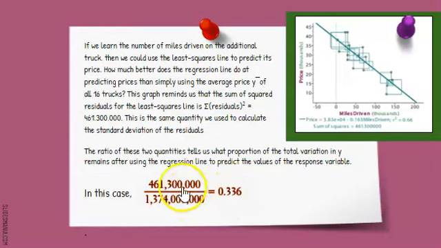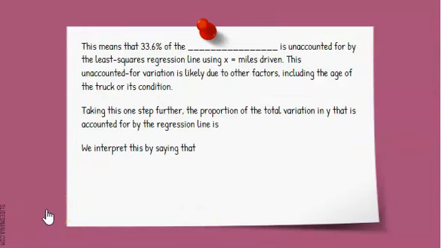Well, when I divide these out, I find out there's still 0.336, or 33.6%, of the variation out there. Okay? That's not accounted for. This means that 33.6% of the variation in price is unaccounted for by the least squares regression line, where x is the miles driven. This unaccounted for variation is likely due to other things like age of the truck or its condition, or all kinds of other factors in pricing a truck, right?